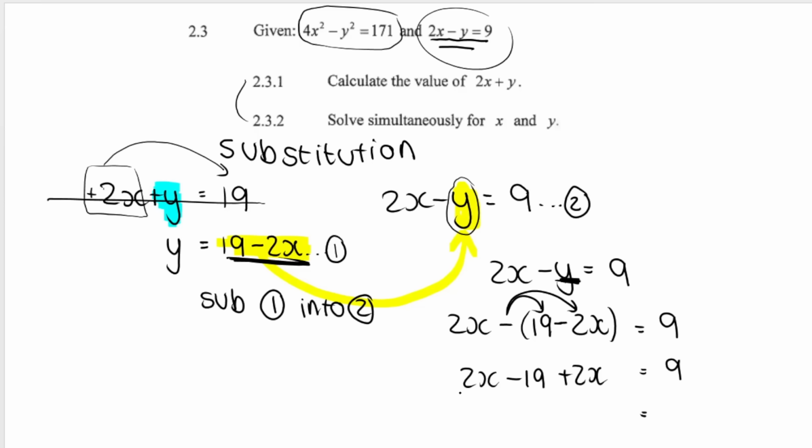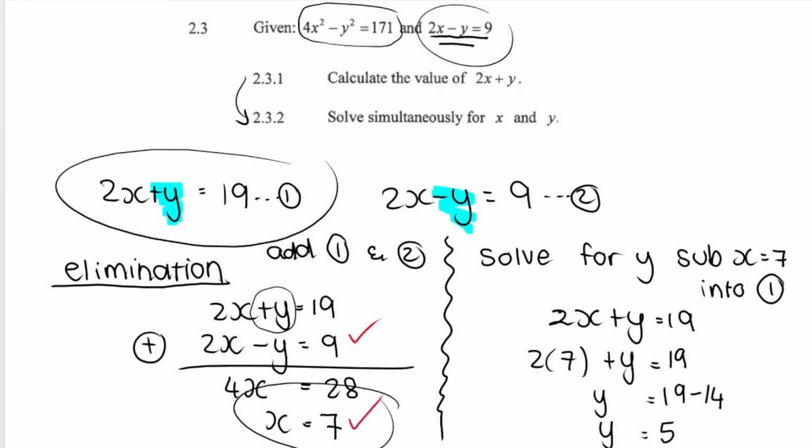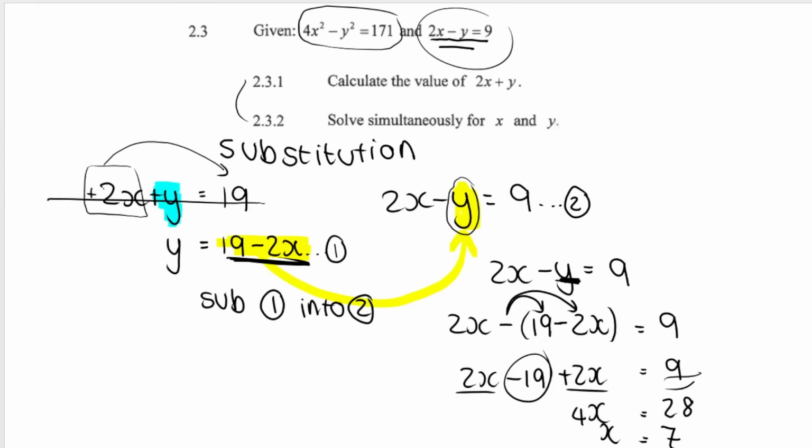On this side of the equation, I've got 2x plus 2x is 4x. On the other side of the equation, I've got 9 plus 19. Remember, the 19 comes over, equals 28. X equals 28 divided by 4. X is equal to 7, which is exactly what we got when we did the other method. Okay, so x is equal to 7.